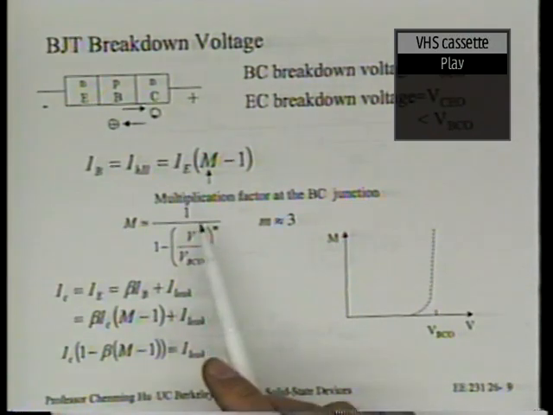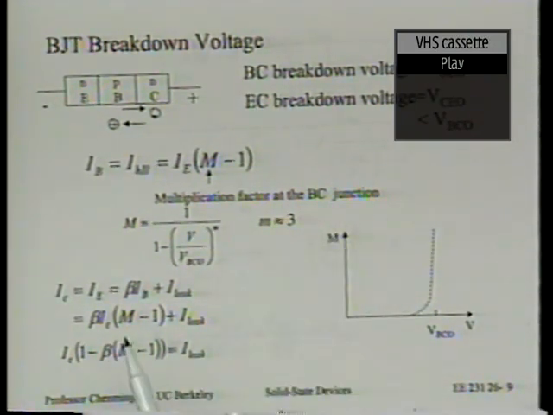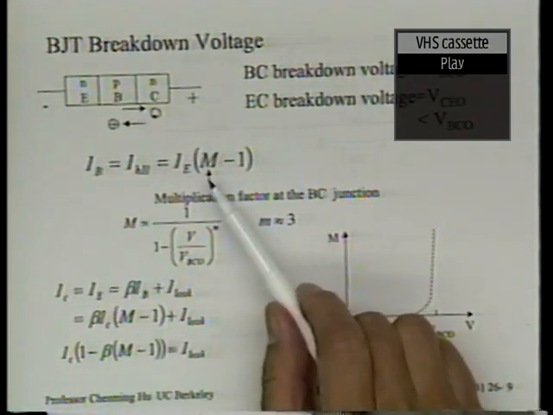M is known as the multiplication factor at the base-collector junction. The base-collector junction is reverse biased at some high field. Because it's high field, if one electron goes in, on average maybe 1.1 electrons will come out, because there's a 10% chance of creating impact ionization. If that's the case, then the multiplication factor is equal to 1.1.